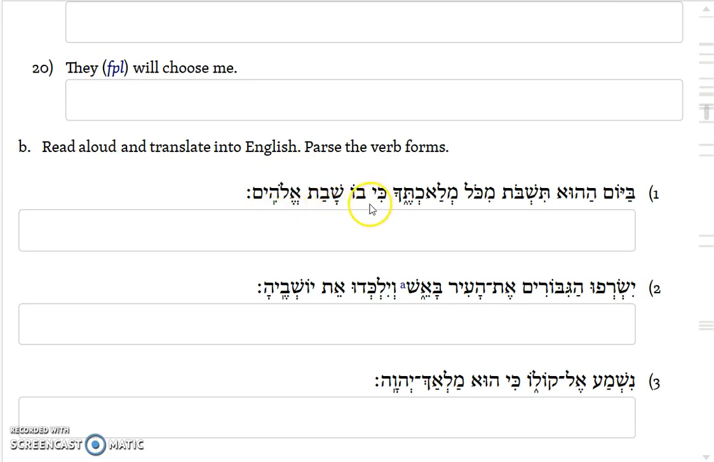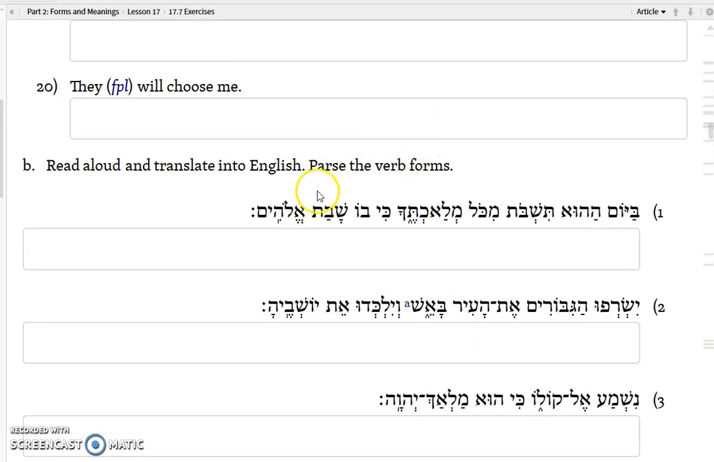That also asks you to parse the verbal forms. So you'd have to parse the first verbal form, which is tishbot. That would be a qal imperfect, second masculine singular. But then the other verb is shabbat, which is a qal perfect, third masculine singular.